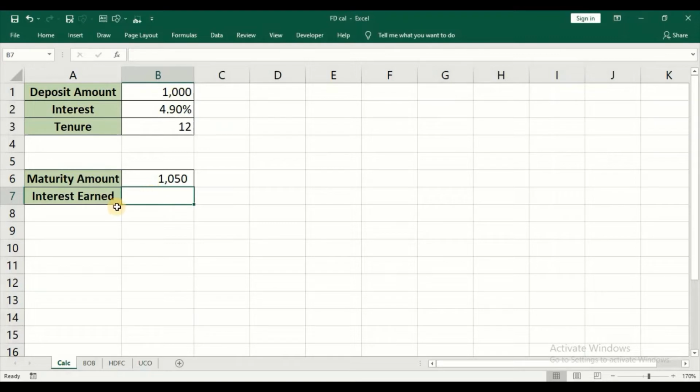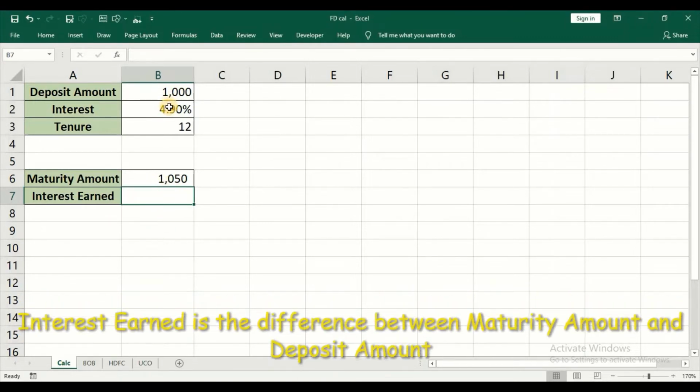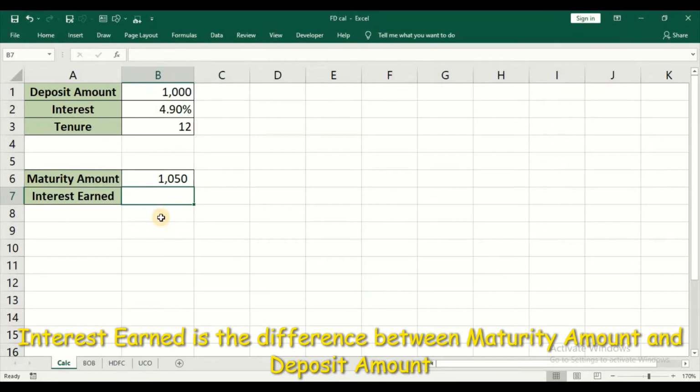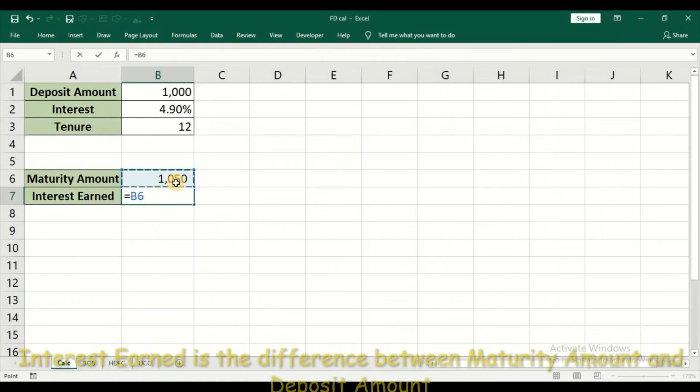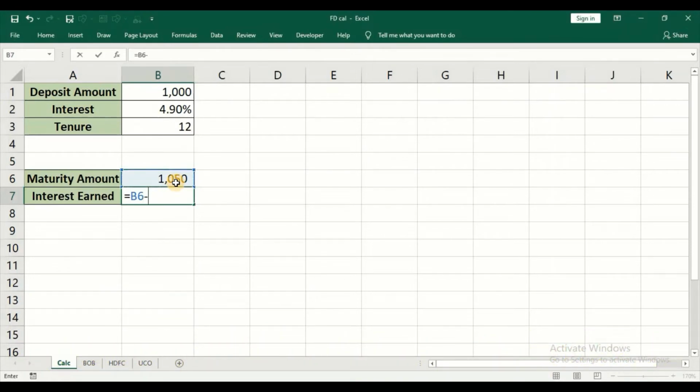Now in order to know the interest earned, this is the difference between your maturity amount and your deposit amount. So in order to calculate interest earned, start off with equal sign, maturity amount which is there in cell B6, minus, deposit amount, and then press enter. So this is the interest that you have earned.